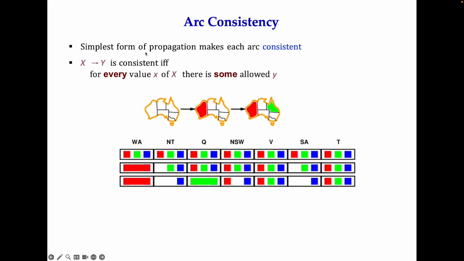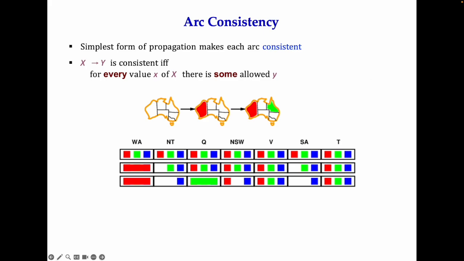here is, for example, our arc consistency. This is the definition. So we say x, y are consistent if and only if for every value x, so this is each value in the x variable, there is some allowed y. And we'll see what that means. So for example, if you are removing a color from a region x, then you want to make sure that there are some values left for other regions, right?